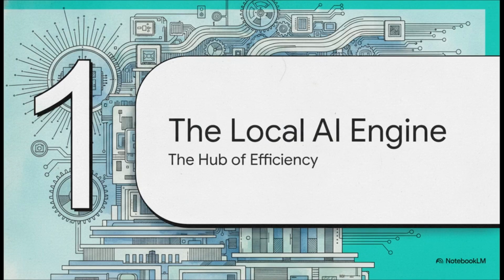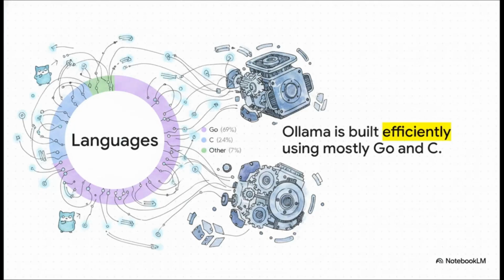All right, Section 1, the local AI engine, the hub of efficiency. So before we can really appreciate the thousands of apps built on top of Ollama, we kind of have to look under the hood to understand the underlying architecture that makes this tool so remarkably lightweight and adaptable across different machines. When I cracked open their GitHub repository, I was fascinated by a very deliberate, highly efficient choice in programming languages. Look at this. 69% of the repository is built on Go, and 24% is built on C.